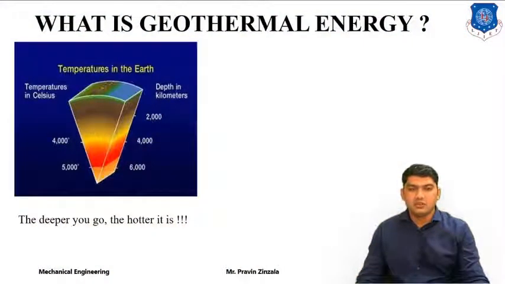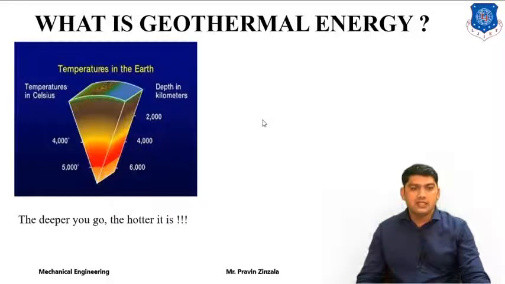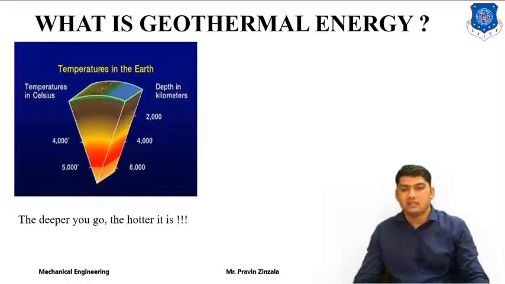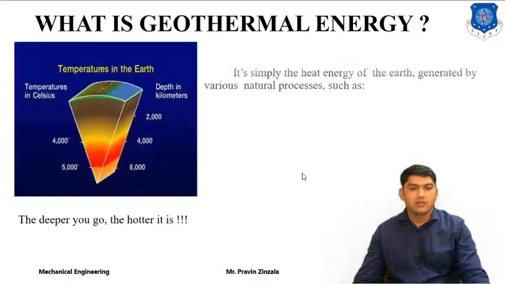First of all, we discuss what geothermal energy is. It is one type of heat we can utilize for power generation or specific applications. The deeper we go into the earth, the higher the temperature we get. At about 6,000 kilometers deep in the earth, we get a temperature of around 5,000 degrees centigrade. It is one type of magma or molten rock. So from deep in the earth we get heat, and that heat we can utilize for power generation.